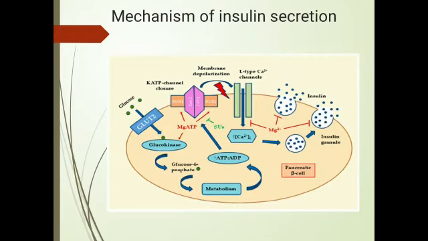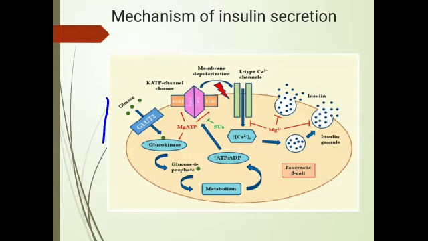How is insulin secreted? So this is a picture of the beta cell. The main stimulant for insulin release is increased blood glucose. So when there is increased blood glucose, the glucose will enter via the GLUT2 transporter. You can see in the left side of the picture, glucose will enter into the beta cells via the GLUT2 receptors.